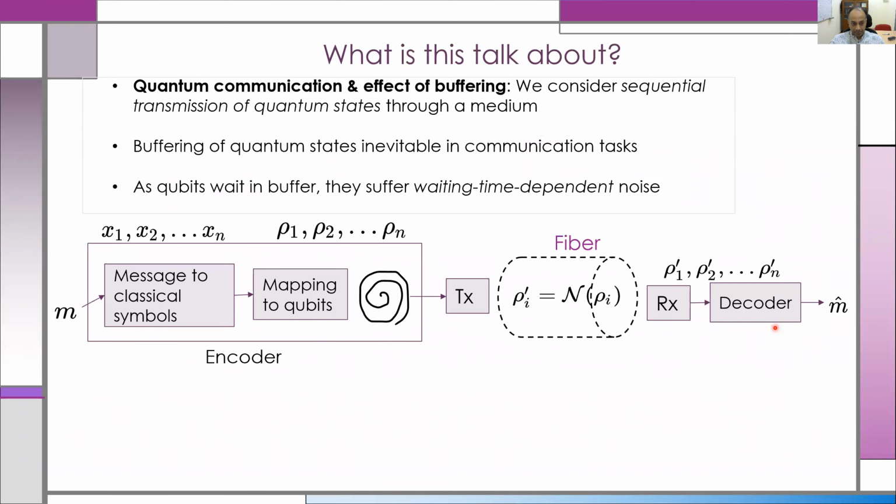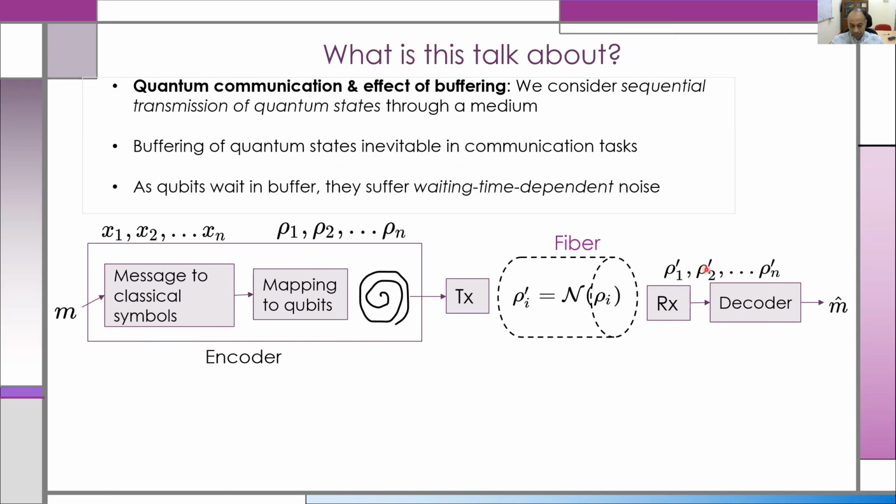in this paper. Here is a schematic diagram of a quantum communication system where classical symbols are mapped to quantum bits and possibly buffered in an optical loop before being transmitted through a fiber medium. And at the receiver, the received states, rho1 prime, rho2 prime, rho n prime, are noisy versions of what is transmitted, rho1 through rho n, and the decoder decodes by looking at the noisy states.